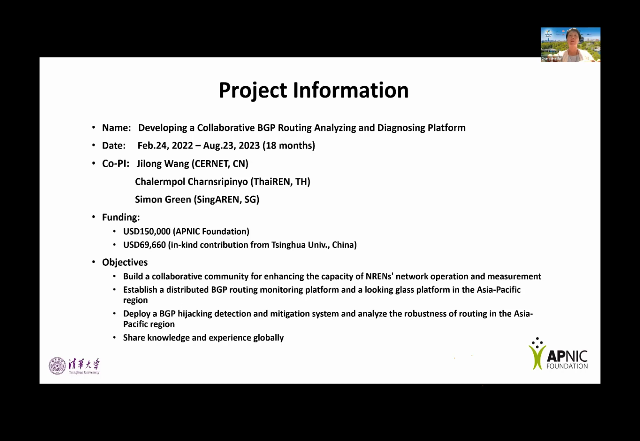The objectives of the project are to build a collaborative community for enhancing the capacity of NRENs network operation and management, establish a distributed BGP routing monitoring platform and a looking glass platform in the Asia-Pacific region, deploy a BGP hijacking detection and mitigation system, analyze the robustness of routing in the Asia-Pacific region, and share knowledge and experience globally.